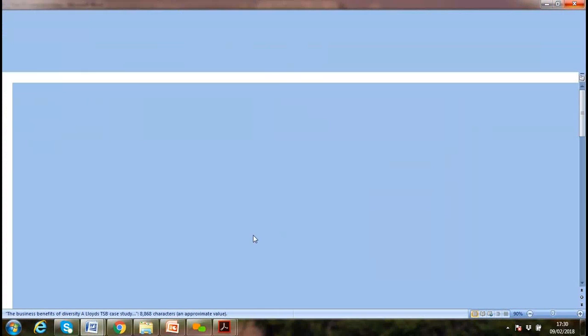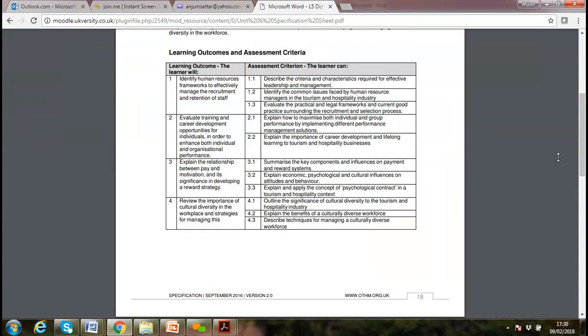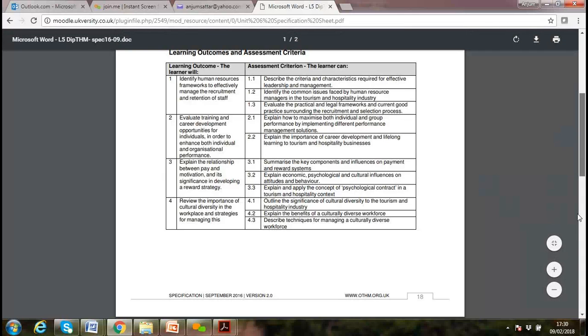So now we are moving forward. We are doing LO3, and some of our discussion will be related to LO4 as well. Today will be a summary of the key components that influence the payment and reward system. During our previous lesson, we already discussed reward as well. We'll go through economic, psychological, and other cultural influences, the attitudes and behavior of employees, how these could be influenced, and the concept of the psychological contract, which we'll go through in the hospitality industry. So all these are the key learning outcomes we need to focus on during this lesson.